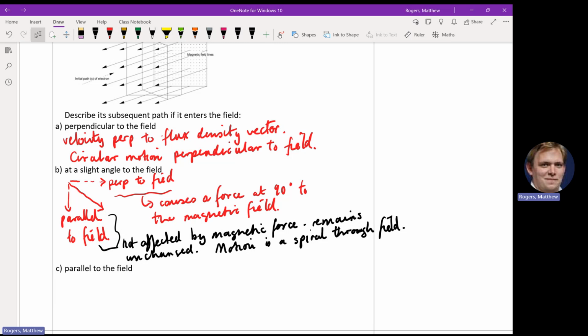And then C, if it's parallel to the field, well, it experiences no force, so no magnetic force is caused on it. So therefore it travels in a straight line. Straight line, completely unaffected by the presence of the field.